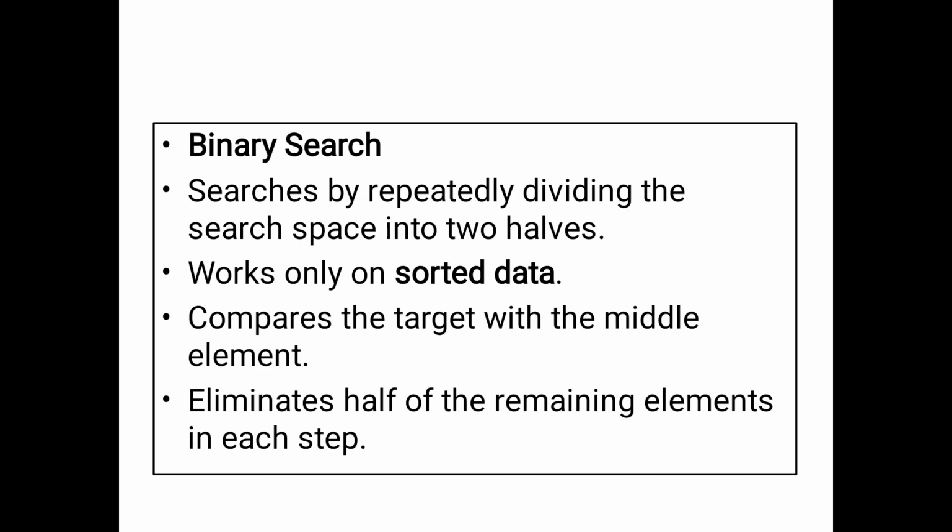Next is binary search. Binary search searches by repeatedly dividing the search space into two halves, using the mid value. It works only on sorted data. Here it compares the target with the middle element. It eliminates half of the remaining elements in each step.